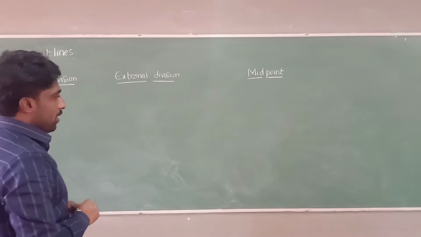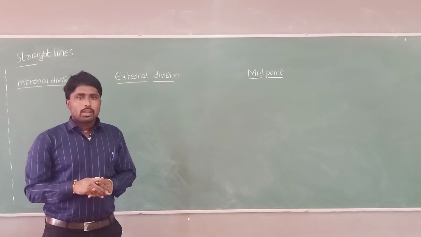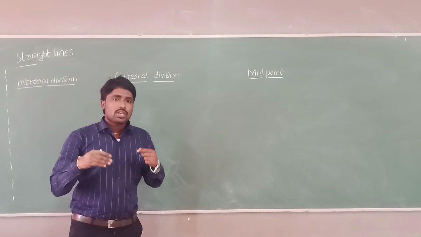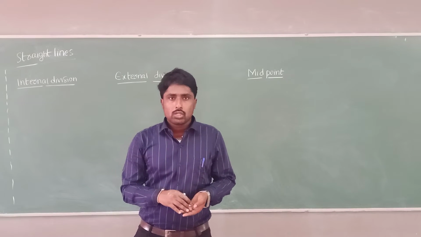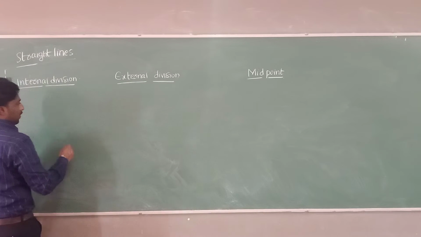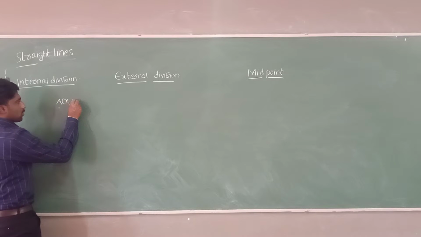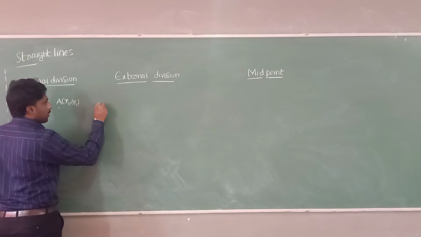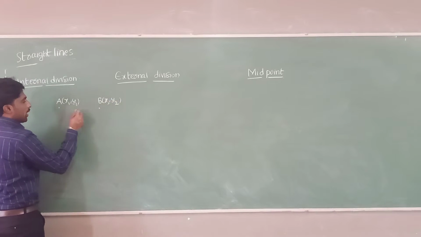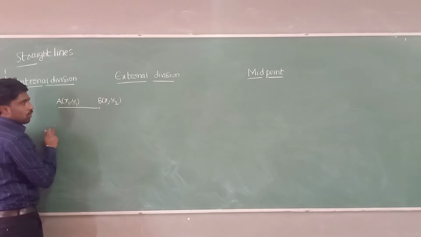Now the next concept is internal division, external division and midpoint. I will tell you in a diagrammatical way. If the coordinates of the point P divide the line joining the points A and B in a ratio, internally and externally. Internally means, guys, all of you listen here. There is a line. This is the point A, x1 comma y1. This is the point B, x2 comma y2. This is the line joining the 2 points.